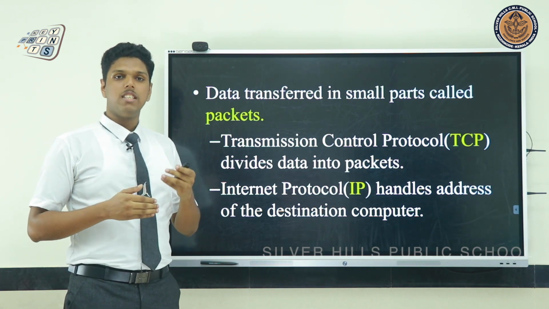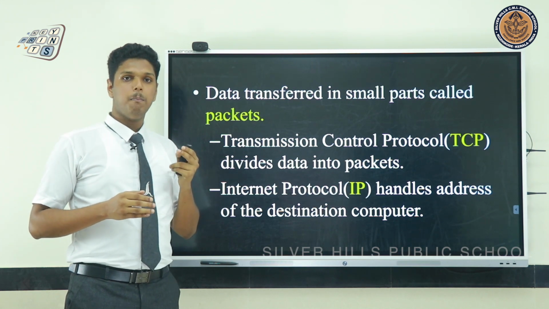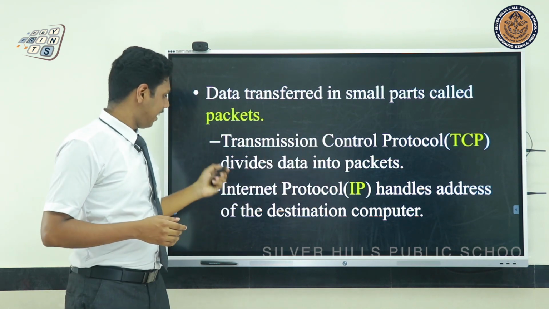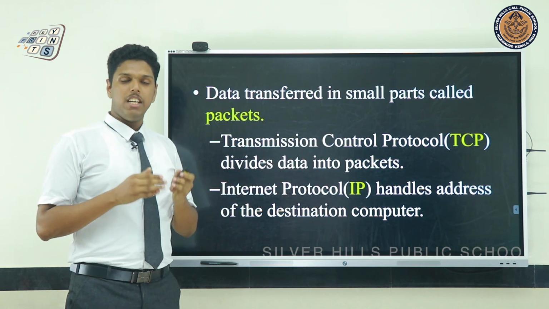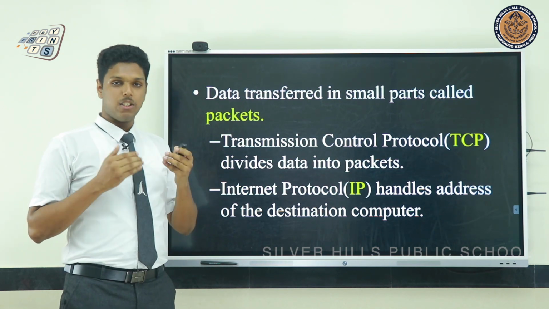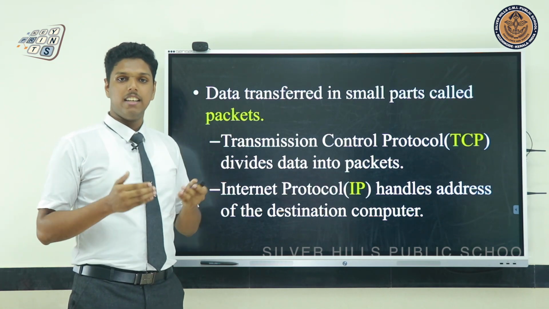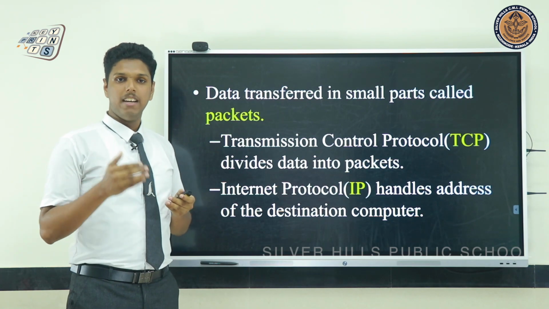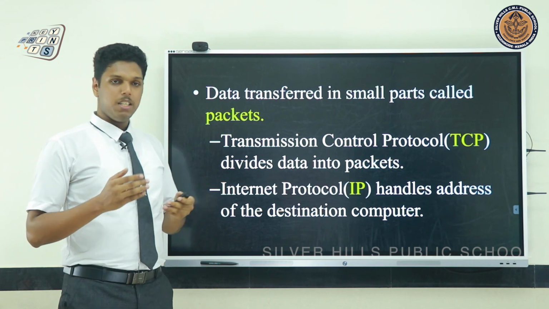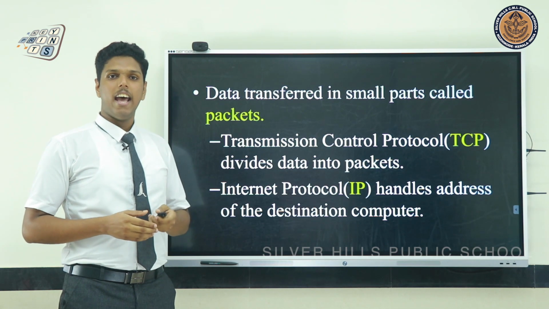Internet follows certain rules and policies which are known as protocols. So with the help of two main protocols, that is Transmission Control Protocol or TCP and Internet Protocol or IP, we share information through internet. So what happens is that the Transmission Control Protocol is in charge of converting the contents that you upload or download from internet into smaller parts known as packets. So TCP converts whatever you share through the internet to smaller parts known as packets.